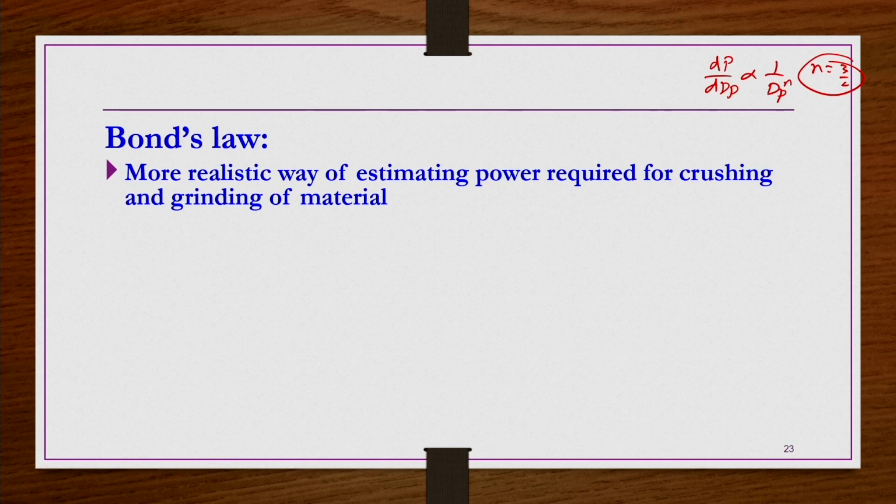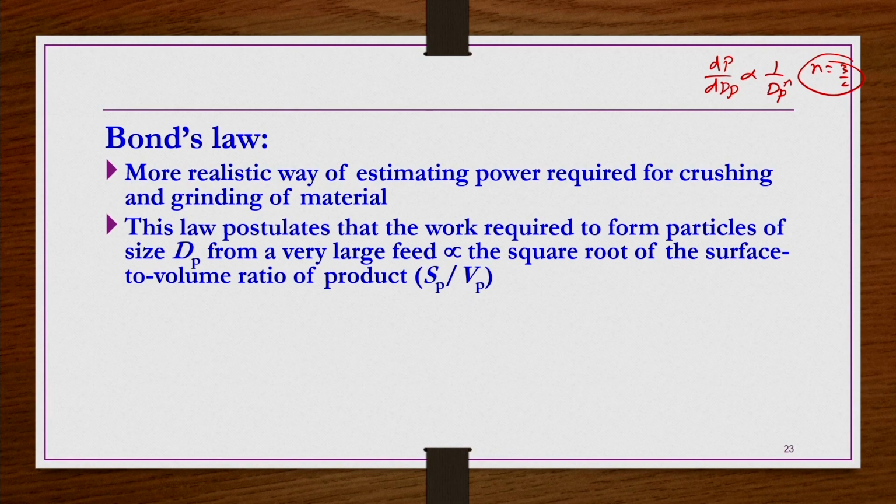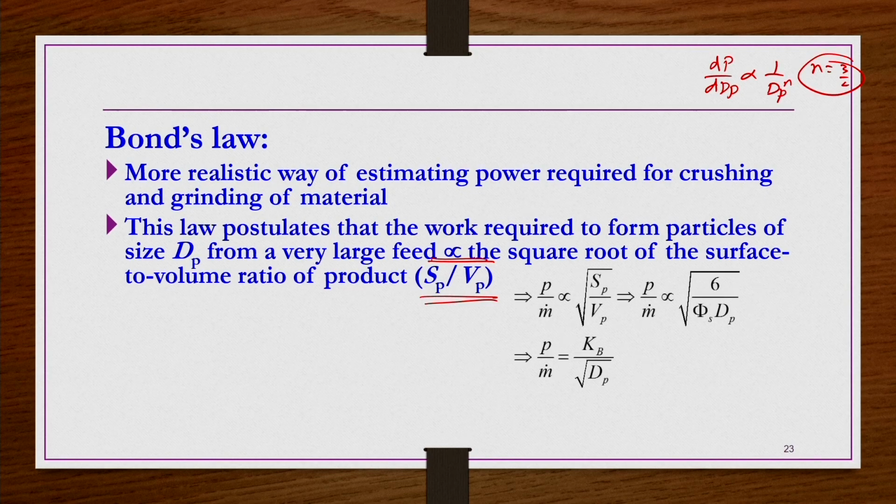So, it has been found that this Bond's law is a more realistic way of estimating the power required for crushing and then grinding of material, because this law postulates that the work required to form particles of size dP from a very large feed is proportional to the square root of the surface to volume ratio of the product. So, whatever the power requirement is, that is proportional to the square root of Sp by Vp of the product. So, P by m dot is proportional to the square root of Sp by Vp of the product that is going to form.